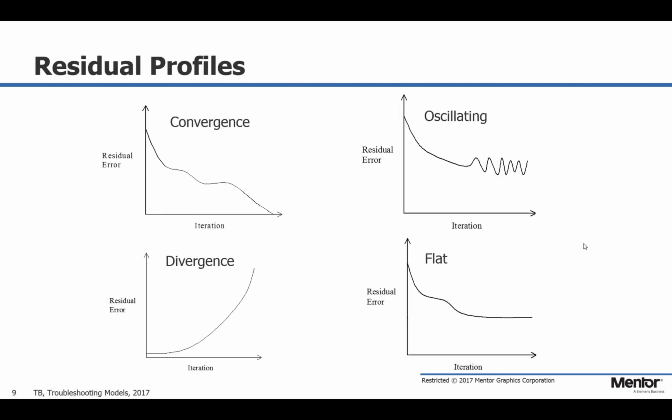Alright, now let's talk about some possible residual versus iteration scenarios. The first one on the top left is convergence. This is what we want to see. We start out with a high residual and eventually it gets smaller until it reaches the x-axis. Now, the opposite of that, on the bottom left we have divergence, where the residual error gets exponentially greater.